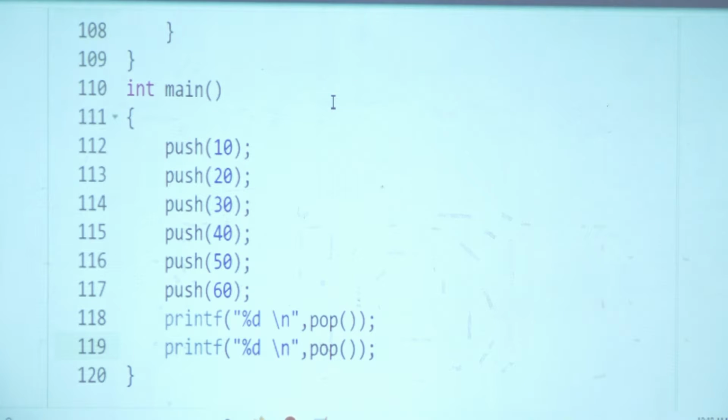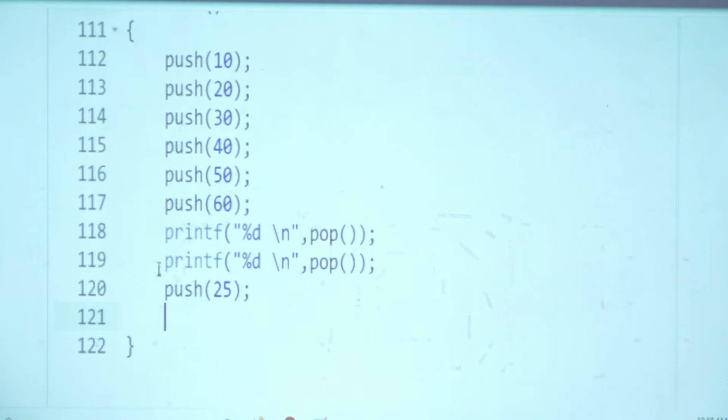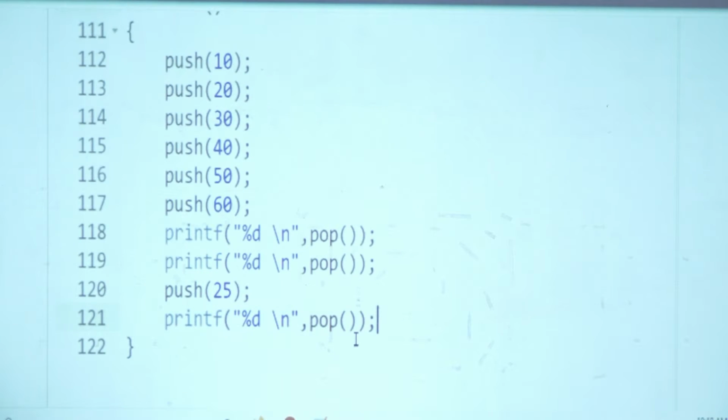Now at this point I should get 40. Do you agree? Now I'll push again. Push 25. And then repeat the printf again there. What should I get? I should get 25. The last guy who went in is 25 now. So this will check whether your stack is working correctly or not, whether you are able to push correctly or pop correctly. Correct?